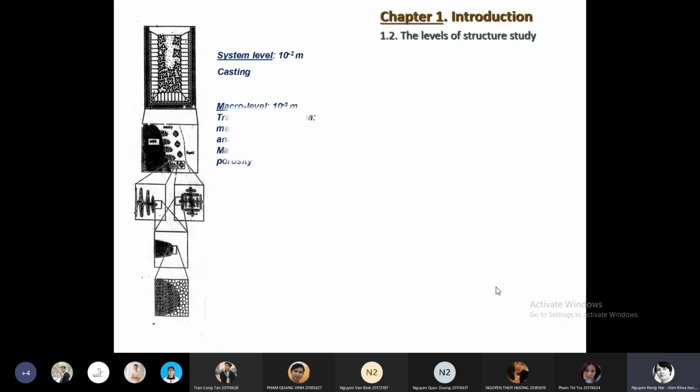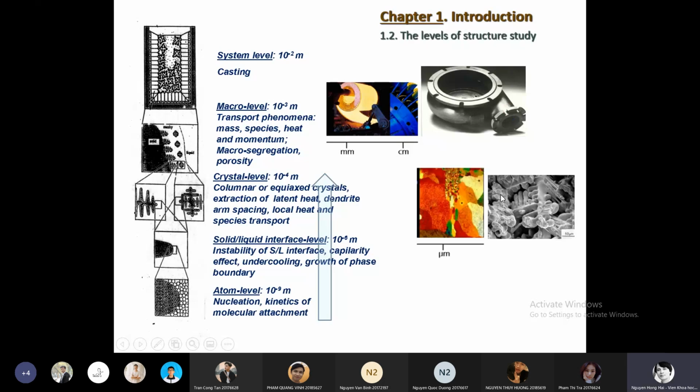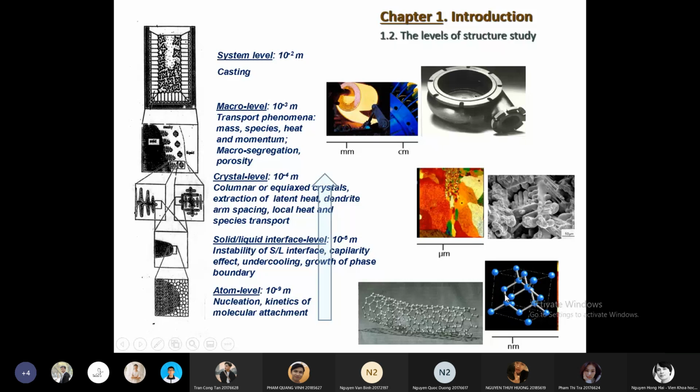See here, it's an example of the system level. We have the part component, the mechanical component, a pump cover. And at the micrometer level, we have the dendrite and the grain, and we have the crystal level. And it's the atom level, the nano level.